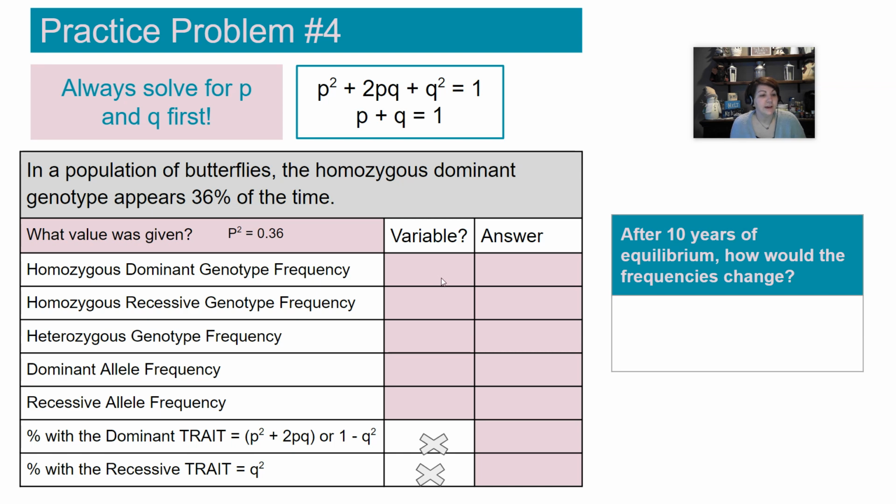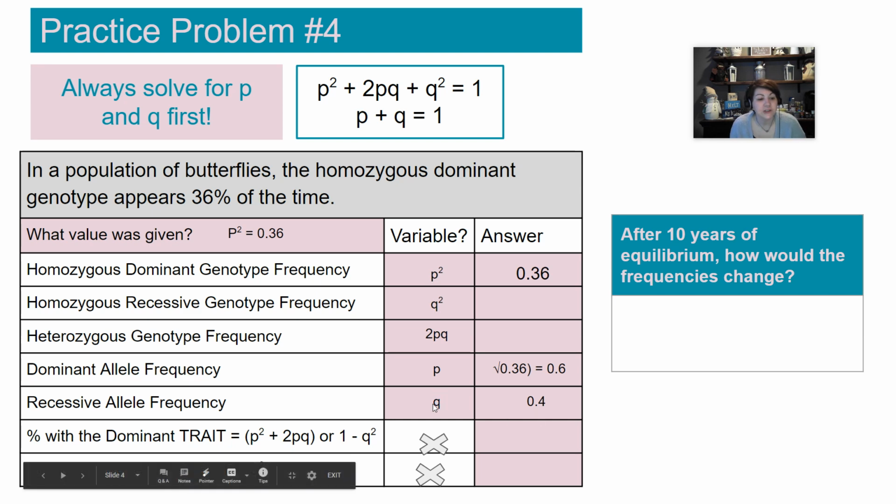So I can fill in, again, my variables. You should be able to match your variables to the descriptions. And I can quickly fill in my P squared value is 0.36 because it was given. So again, find P and Q. So I'm going to quickly find P. P is the square root of P squared. So the square root of 0.36 gives me 0.6. P plus Q equals 1. So I can know my Q is 0.4. Again, once you have your P, find your Q. If you have your Q, find your P.